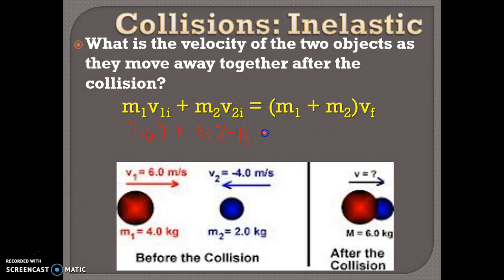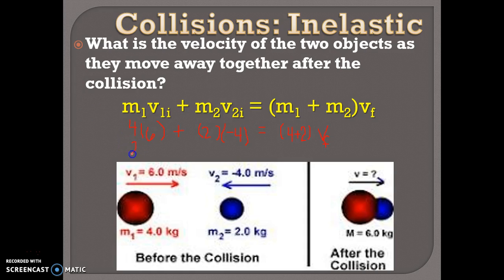Equal to, in the final scenario, they are stuck together as one unit. So let's add these masses together. Object 1 had a mass of 4, plus object 2 is now with it. It had a mass of 2. And we want to find out the new velocity of that unit created by the inelastic collision.